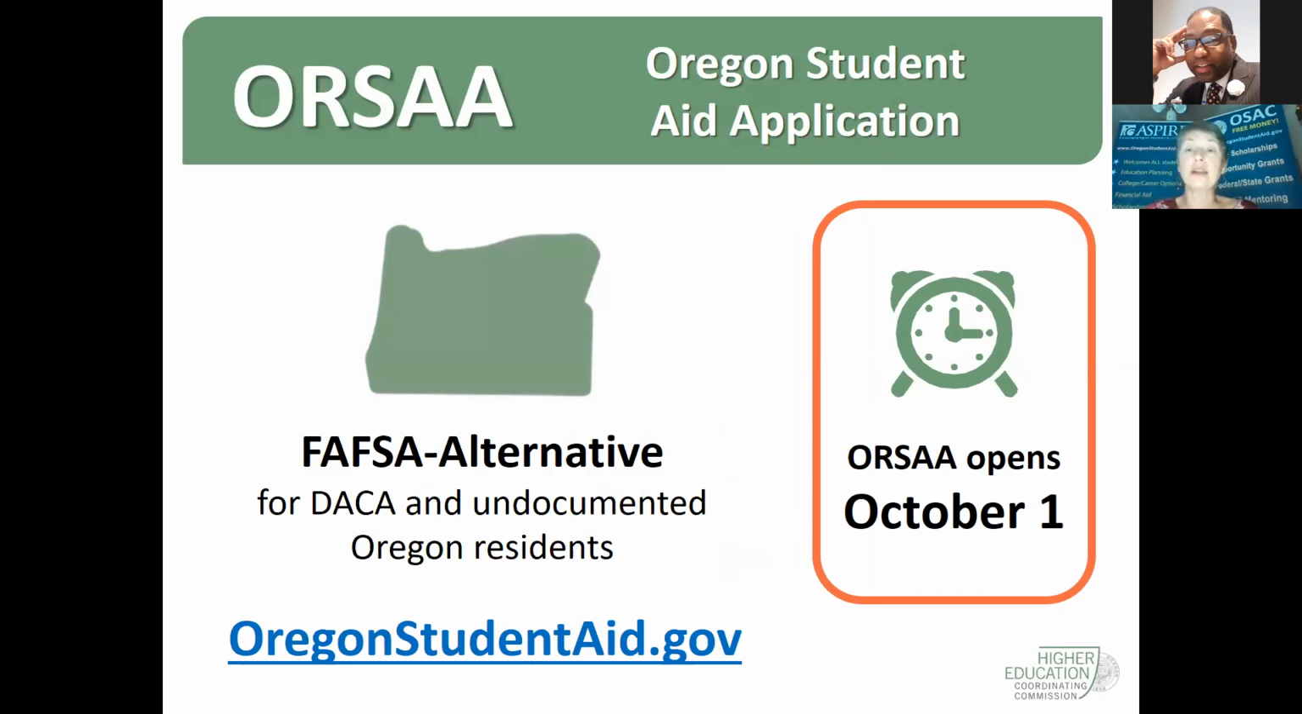It's identical to the federal form, although it is for Oregon students only, and it is only for DACA and undocumented students. So again, you're going to apply for it your senior year of high school the first time, and then each year you are in college, you'll continue to apply for the ORSA if you are undocumented or a DACA student.